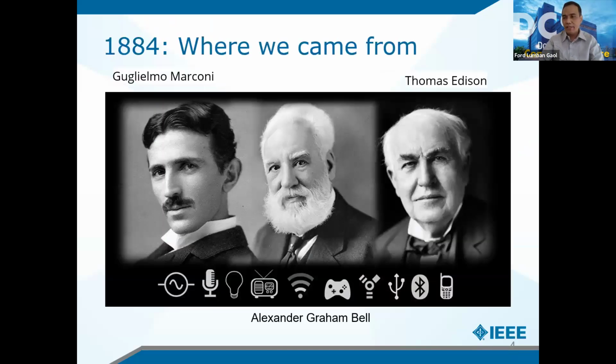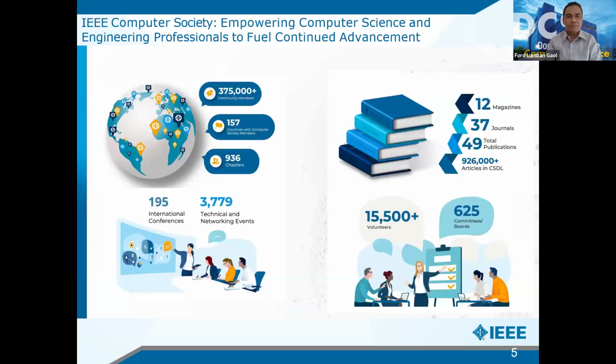Ladies and gentlemen, if you look at this photo carefully, you can see where we belong. These are the fathers of IEEE. From the left side to the right side, those gentlemen are the pioneers of IEEE: Guglielmo Marconi, Alexander Graham Bell, and Thomas Alva Edison. And IEEE Computer Society is one of the best societies if you have a profession in computer science, not only as academia but also as practitioners.